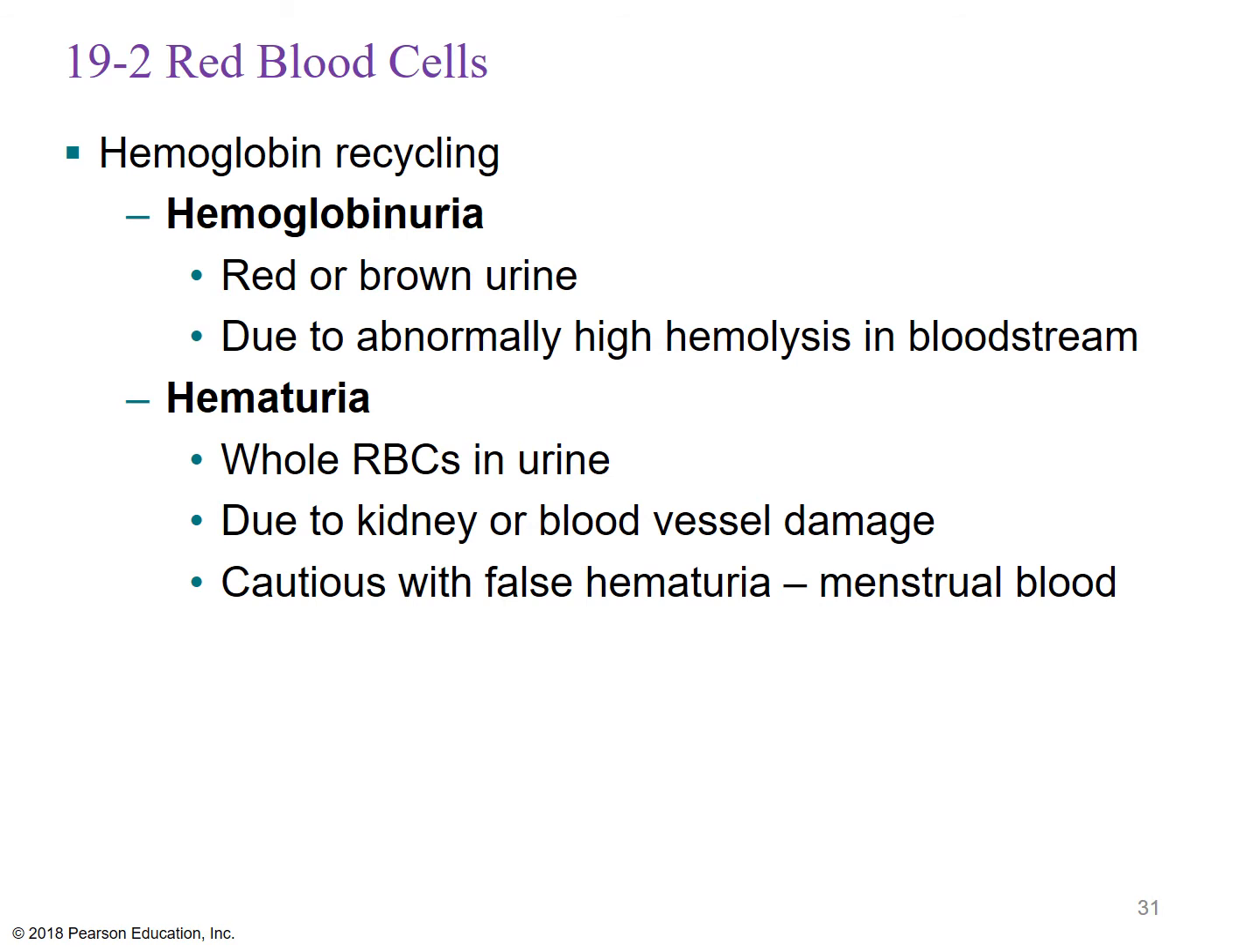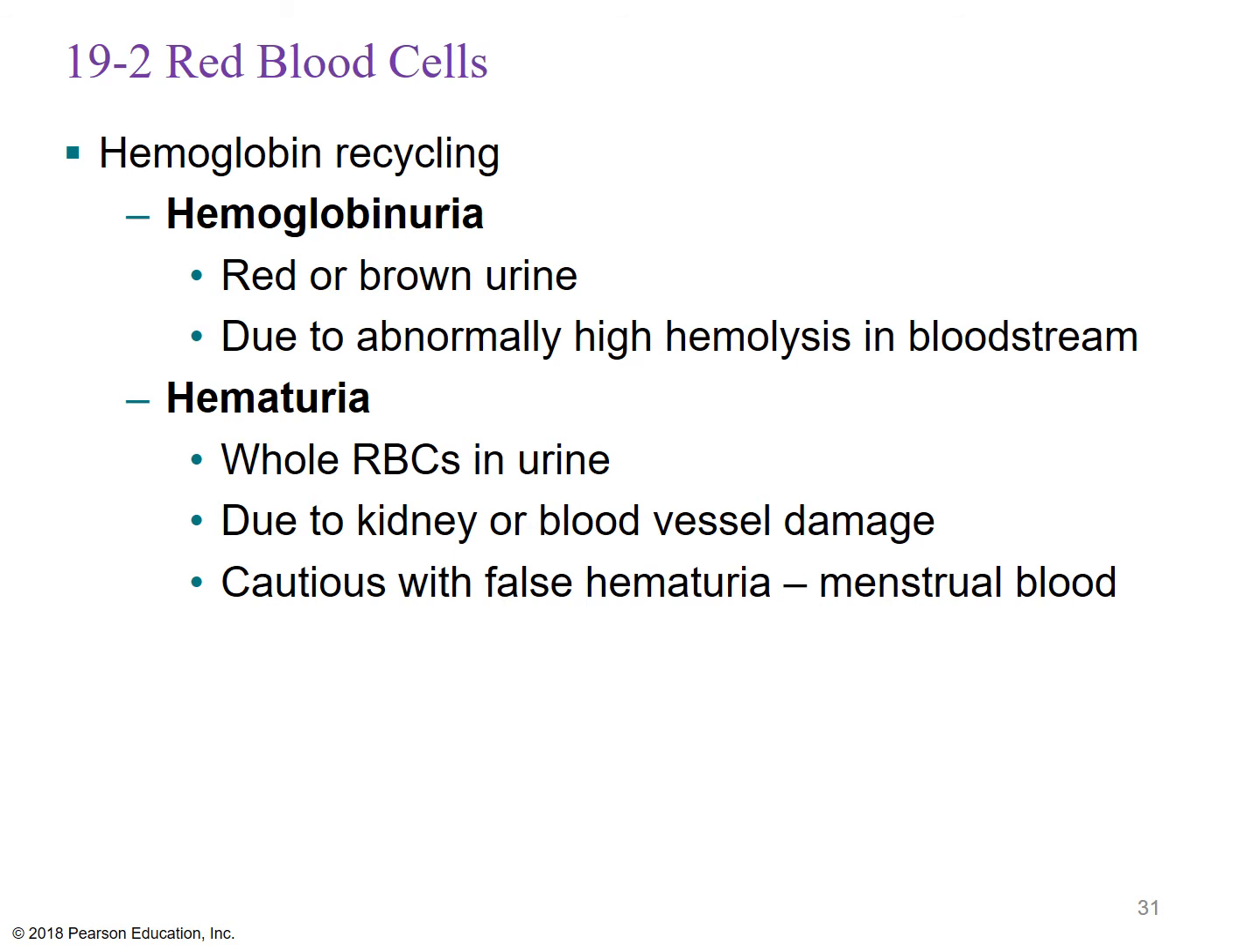Hemoglobinuria is where we have red or brown urine. This is due to abnormally high hemolysis. Remember, lysis means to cut. So if we're having the red blood cells basically being cut up or torn apart, then that is what we would say is hemolysis within the bloodstream. Too much of that going on could then lead to changes in the color of the urine, which is definitely something that needs to be looked at immediately.